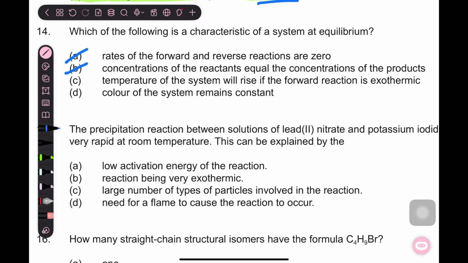The temperature of the system will rise if the forward reaction is exothermic. No, once again, this is incorrect. Just because an exothermic reaction will release energy, that will be to the surroundings and not the system. So we can cross that out, and therefore we know that the colour of the system will remain constant, and this is because the rate of the forward reaction and the reverse reaction will be equal.